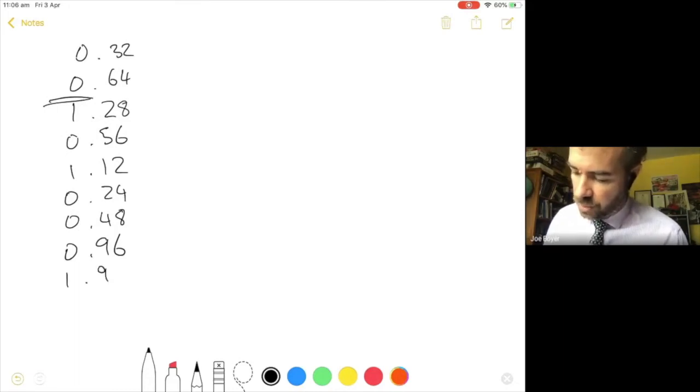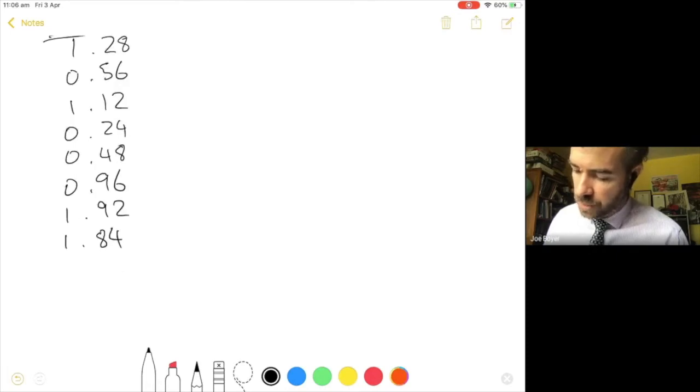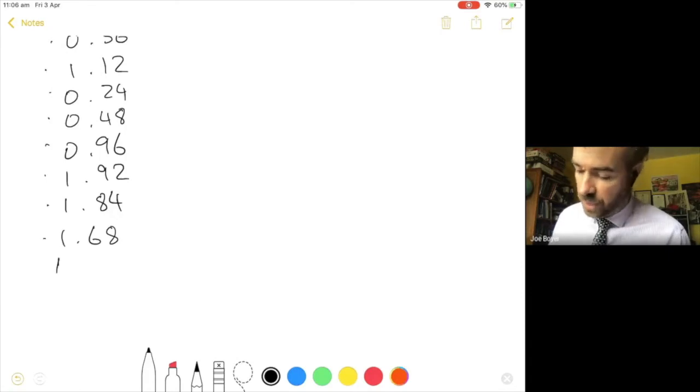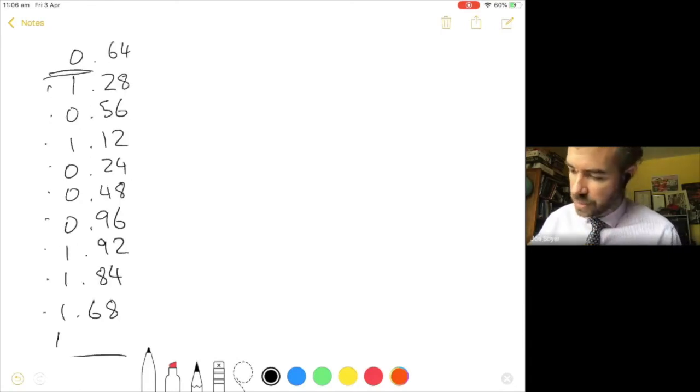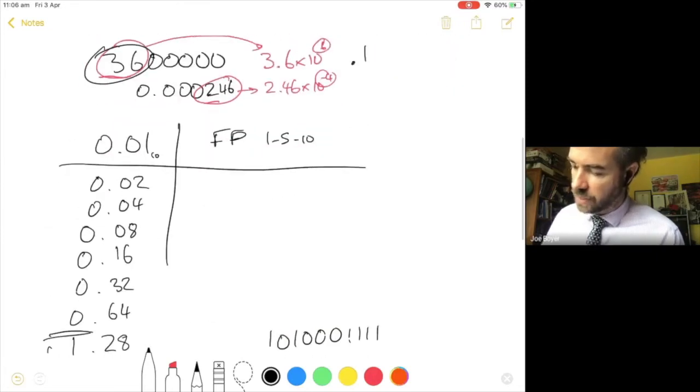This is going to be 1.92, and you're allowed to use a calculator for these as well if you want. 0.92 doubled is 1.84. 0.84 doubled is 1.68. How many digits have I got? 1, 2, 3, 4, 5, 6, 7, 8, 9. So I just need to work out what the next digit is. It's just going to be a 1. That's far enough. So my mantissa in this case is going to be 1000001111. That's 10 digits, the 10 digits that I've got in my 1, 5, 10 system.